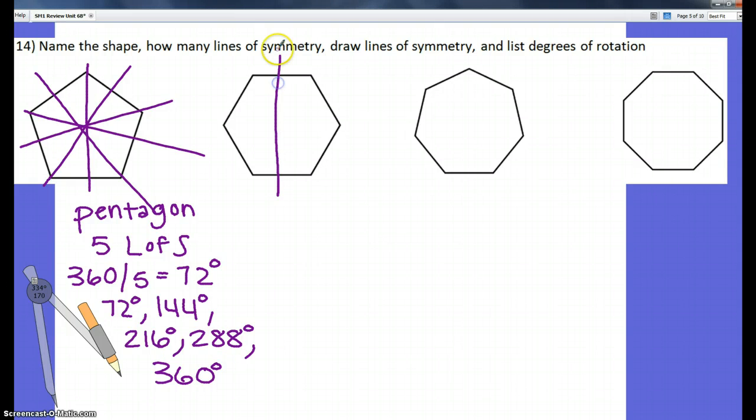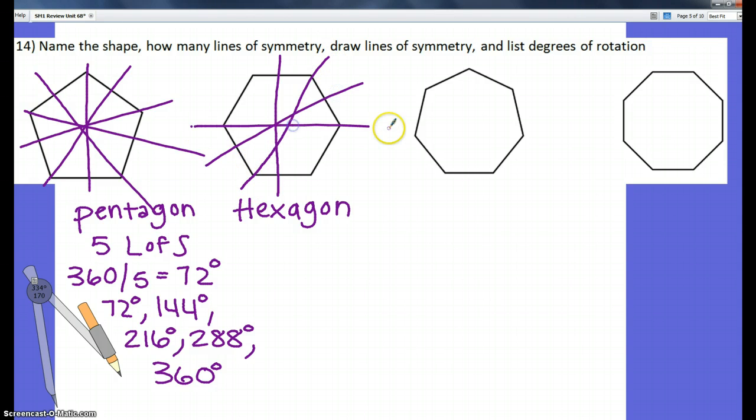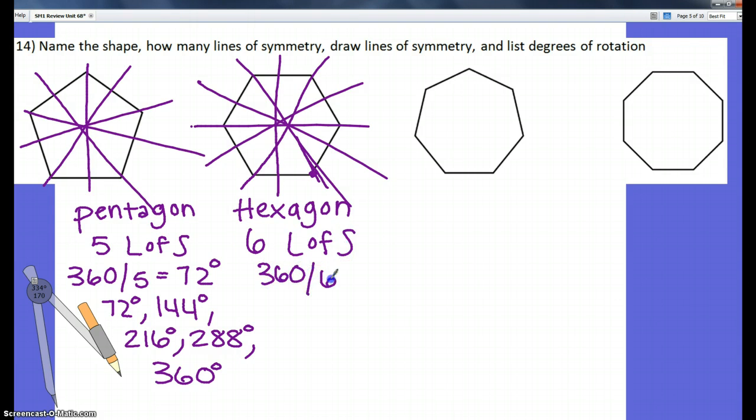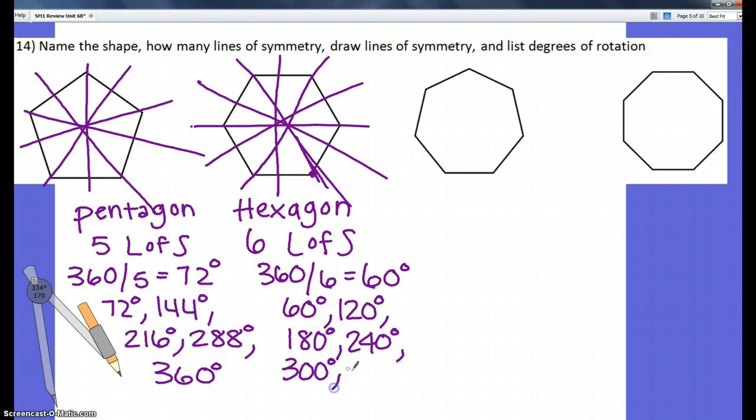Here we've got a hexagon, 6 sides. It's got 1, 2, 3, 4, 5, 6 lines of symmetry. It's supposed to go through that point right there. So 6 lines of symmetry. And again, we do 360 divided by 6 and get 60 degrees. So we have multiples of 60 degrees. 60, 120, 180, 240, 300, and 360.